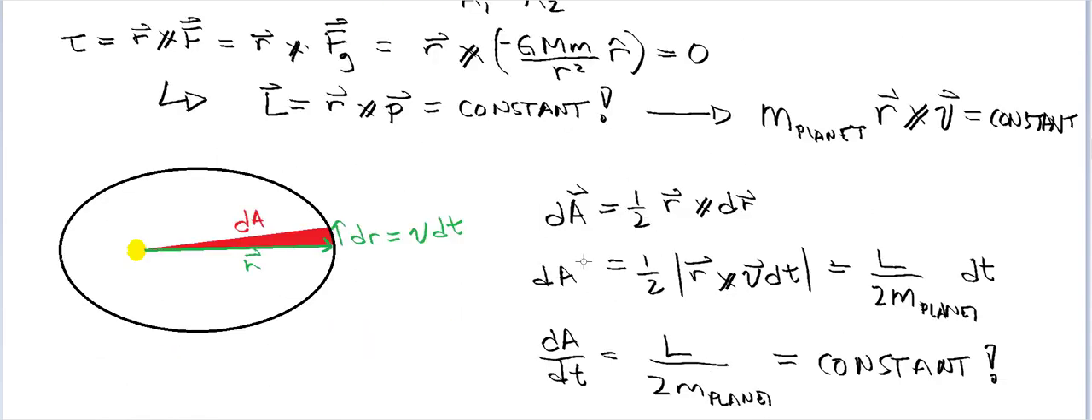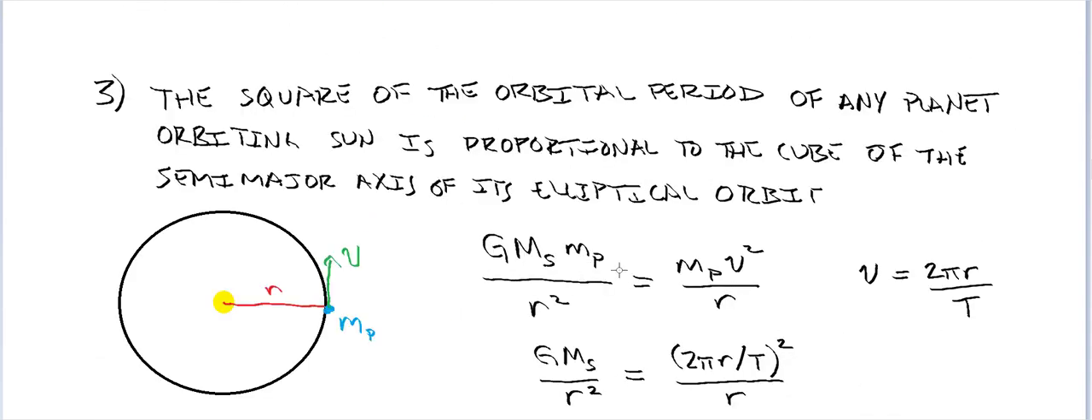That's Kepler's second law. Kepler's third law is that if you take the square of the orbital period, so remember, it takes 1 year for Earth to orbit the Sun, if you take the square of the orbital period for any planet orbiting our Sun, it's going to be proportional to the cube of the semi-major axis of its elliptical orbit.